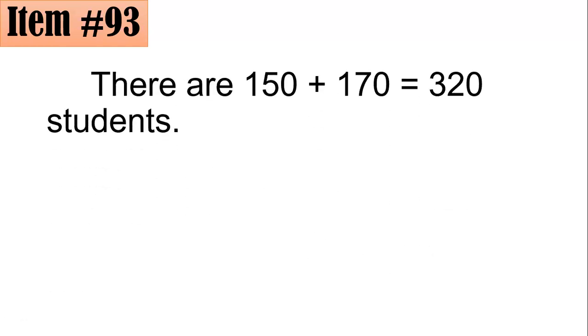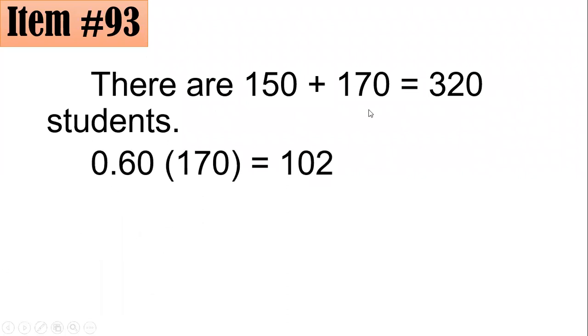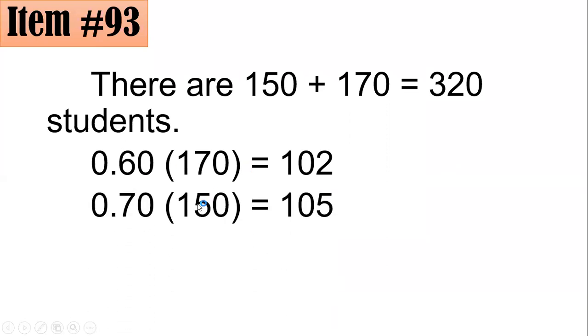So to do this, knowing that there are 150 and the other one is 170, there are a total of 320 students all in all po. But remember, 60% of these 170 are present po, no? That's why 60% of 170 is 102. And also, if you will get 70% of 150, that means out of these 150, 105 po yung present.